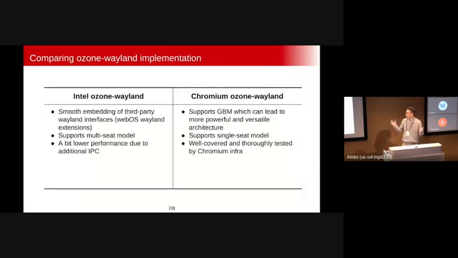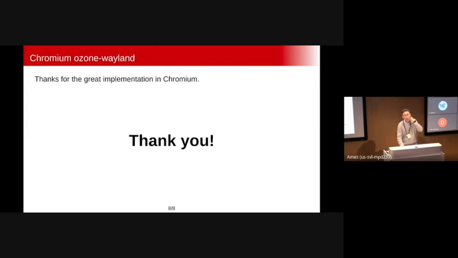But if we compare those two, I think the major benefit is that Chromium ozone Wayland supports GBM, which could be really powerful. And Intel ozone Wayland has a very flexible architecture, so we can easily adapt third-party Wayland protocols. I really want to appreciate all the people related to the ozone Wayland implementations, and thank you for listening.